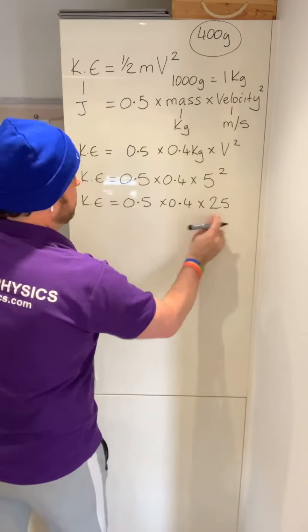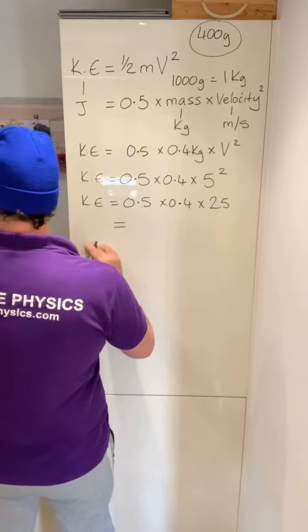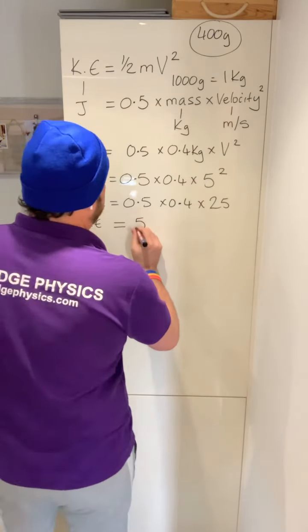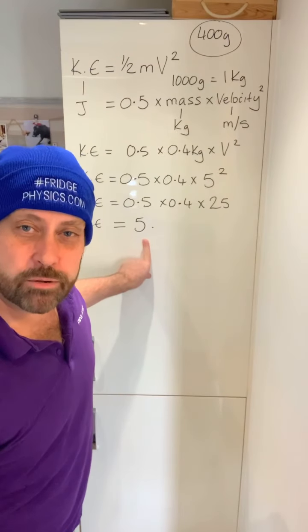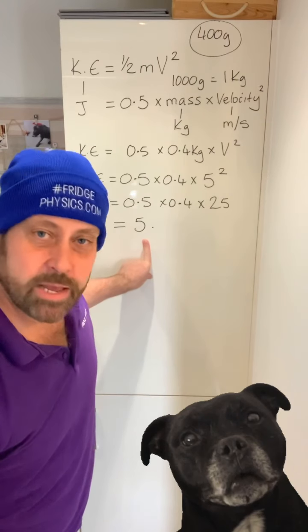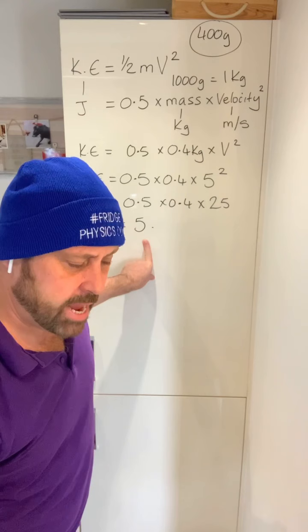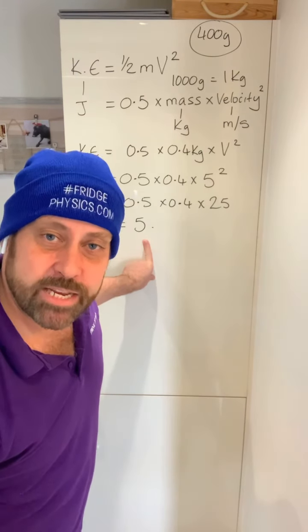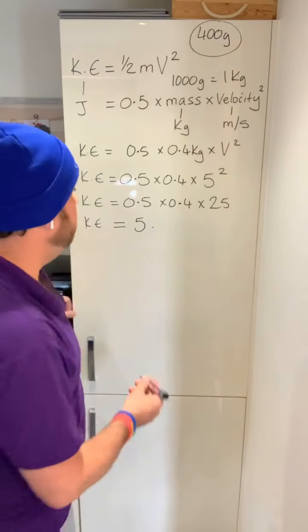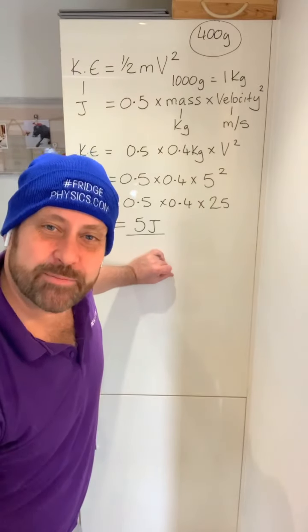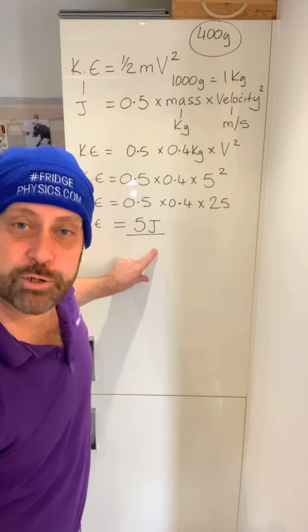Now if I times this through on my calculator, I will find that the answer, my kinetic energy, equals 5. Now what must I remember to do? What do I need to remember to do, Millie? Don't forget the units. Yes, that's right. And what's the unit for energy? The unit for energy is the joule. Yes, that's right. So I'll pop that on the end. And there's my answer. 5 joules.